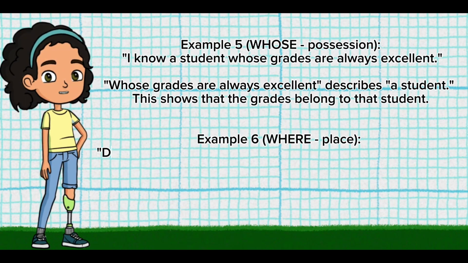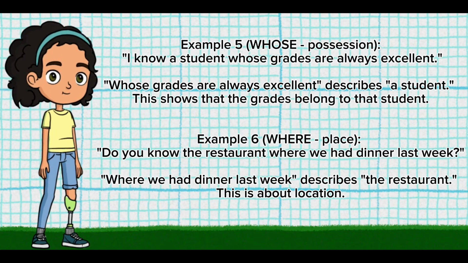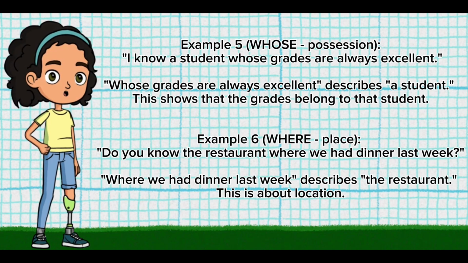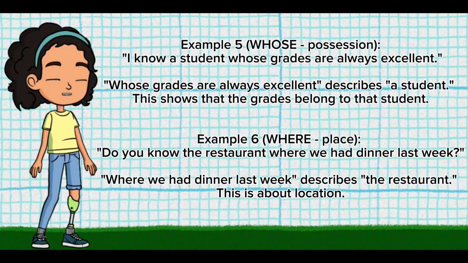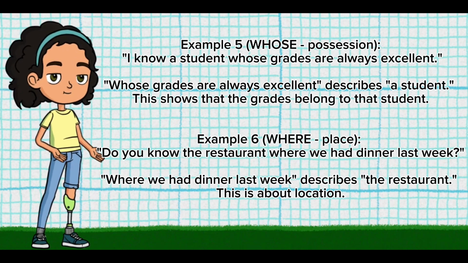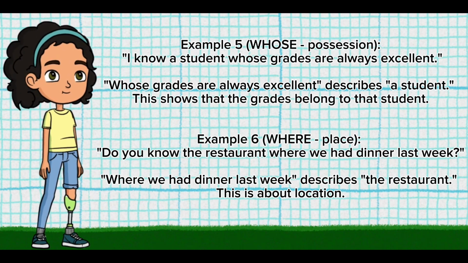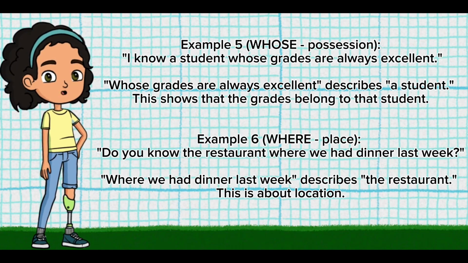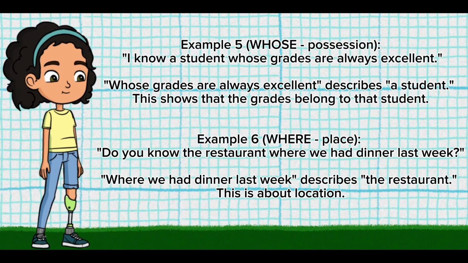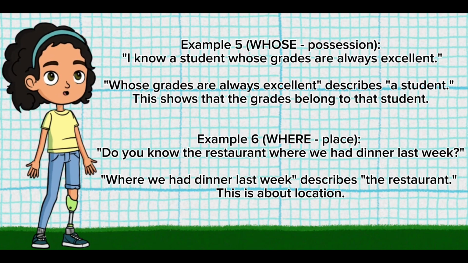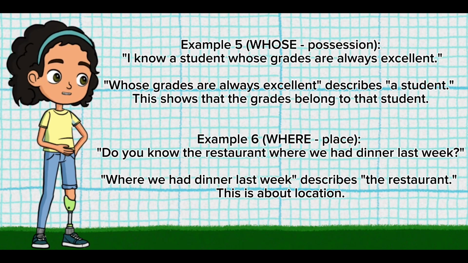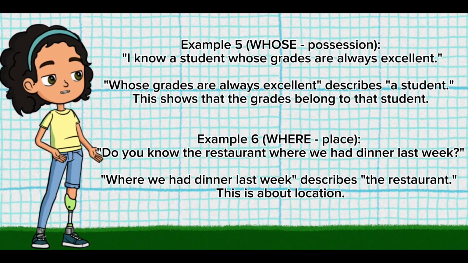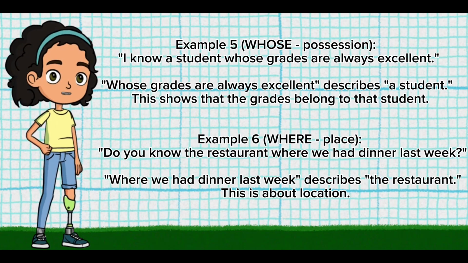Next example, we use whose for possession. The sentence: I know a student whose grades are always excellent. Whose grades are always excellent here describes a student. This shows that the grades belong to that student. Next example, we use where for place. The sentence: Do you know the restaurant where we had dinner last week? Where we had dinner last week describes the restaurant, and this is about location.